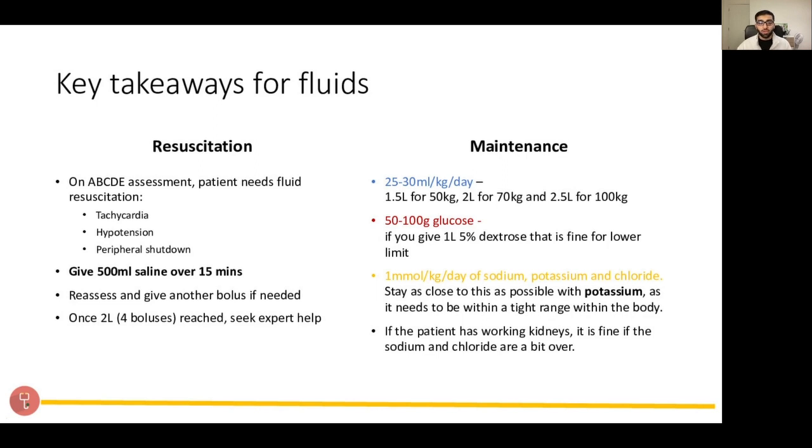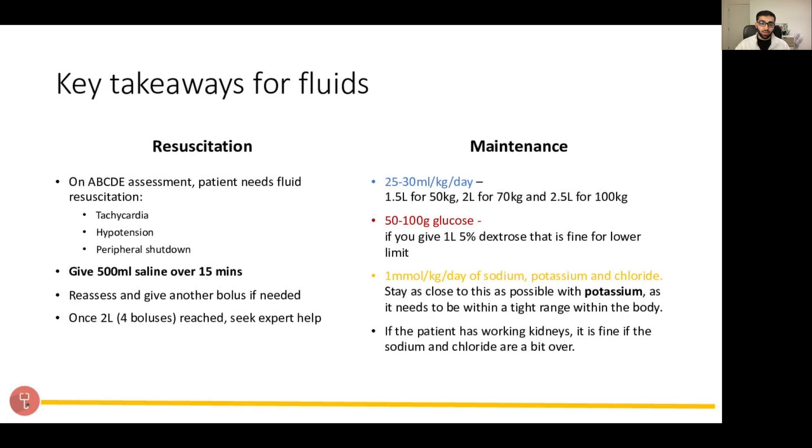So what you do in this situation, which is something you probably already know from clinical practice, is give 500 mL of saline as a stat dose or over 15 minutes. And what you want to do is reassess and give another bolus if needed. Once you've given 2 liters, so up to 4 boluses, you should have expert help at hand. So in practice, once you've given about 2 boluses and you haven't seen any response, I would be contacting a senior at that point.